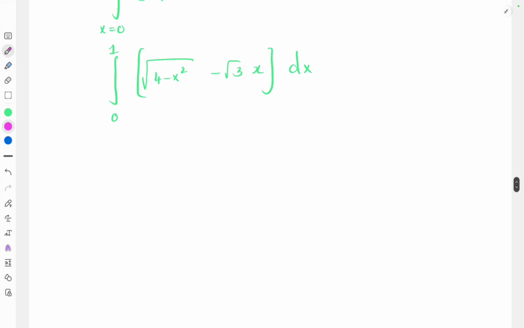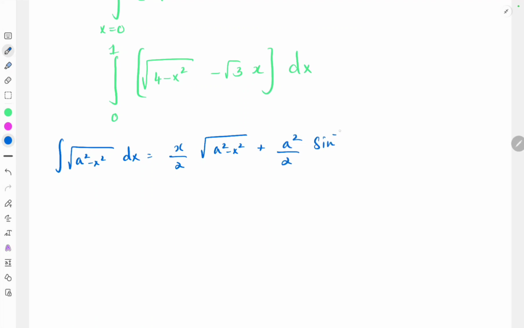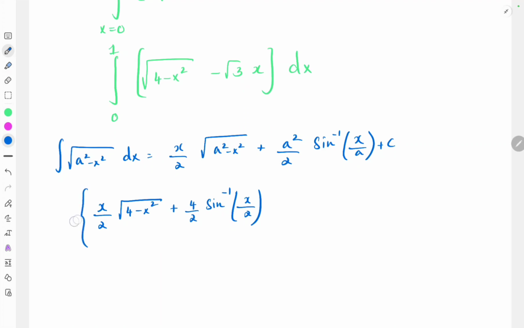So now we just have to integrate this. And what is the integration of root of a square minus x square? So this is nothing but x by 2 root of a square minus x square plus a square by 2 sine inverse x by a plus c. In a definite integral plus c will not come, so if I use this one, it will be x by 2 root of 4 minus x square plus 4 by 2 sine inverse x by 2. So this upper limit minus lower limit, which we have to calculate, 0 to 1.